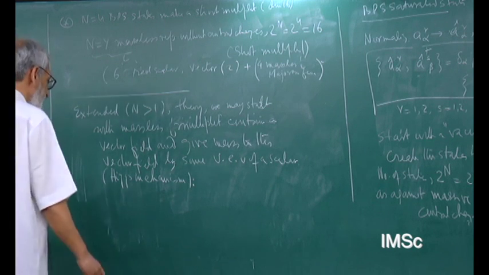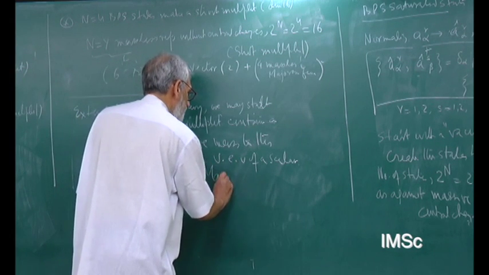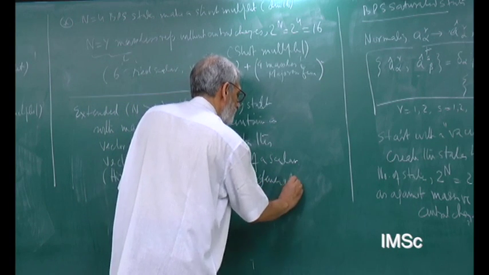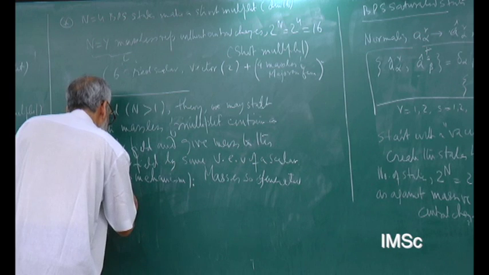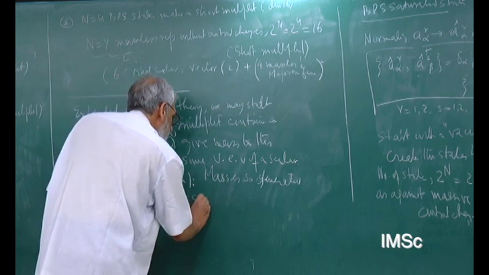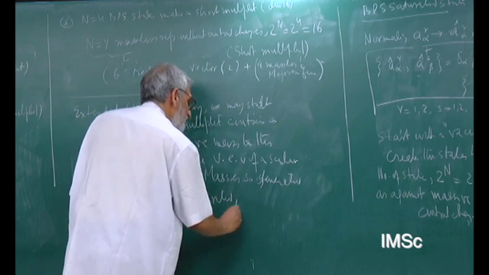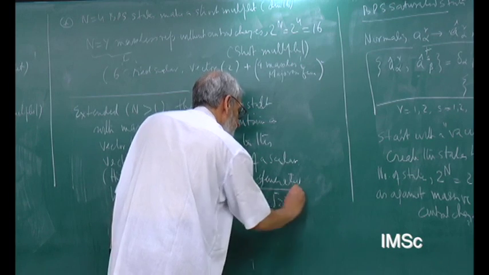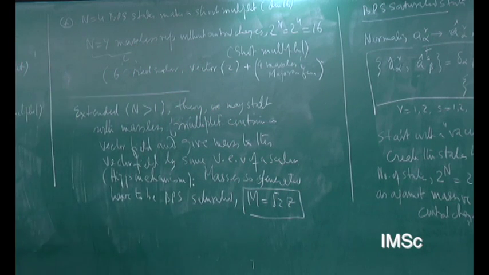Clear? Masses so generated have to be BPS saturated. Is that clear? You don't have to do anything. Just from the properties of the representation, we get this basic fact.